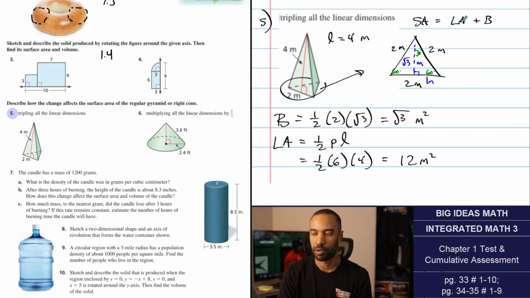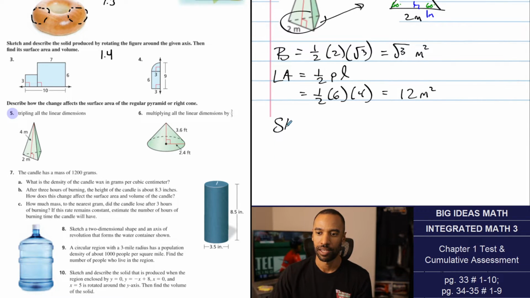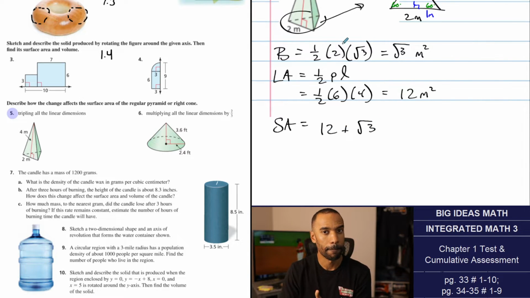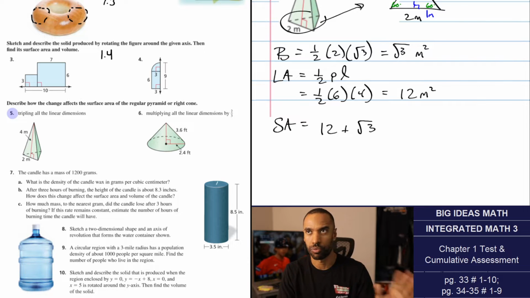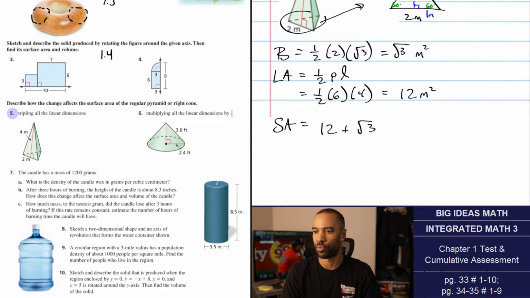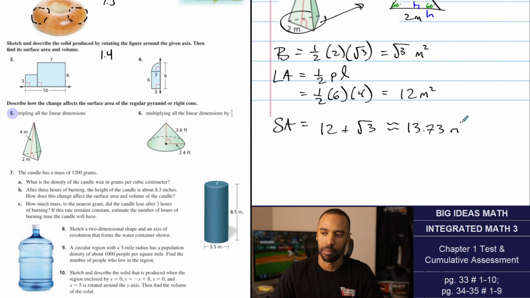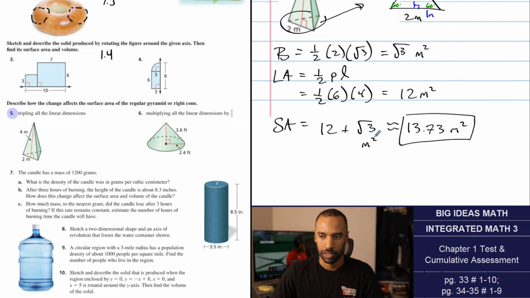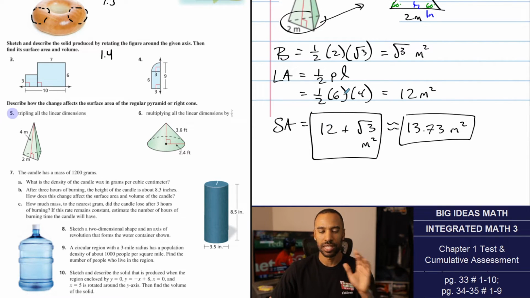So surface area is going to be lateral area plus base area. Surface area is 12 plus square root of 3. That's not 12 root 3. It's 12 plus square root of 3. And square root of 3 is around 1.7-ish, but I want to be sure. 12 plus square root of 3. So 13.73. 13.73 square meters.